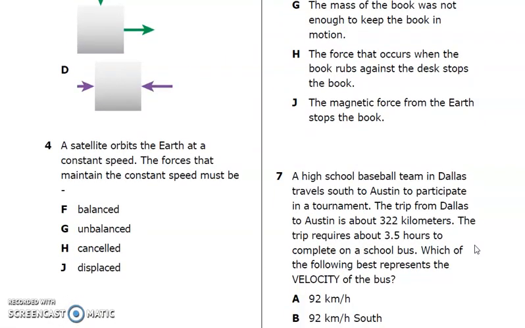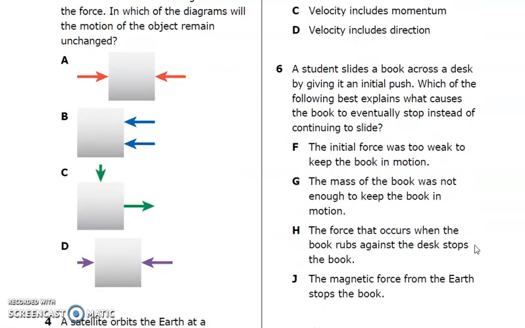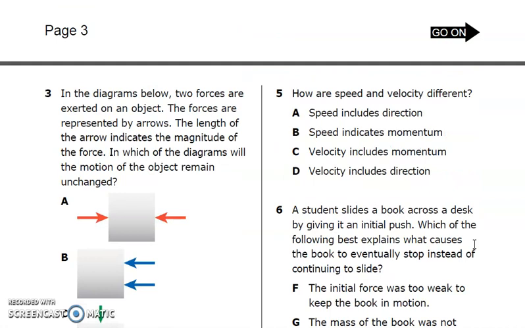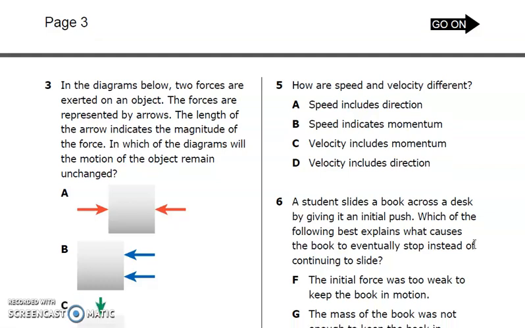Number 4. A satellite orbits the Earth at a constant speed. The forces that maintain the constant speed must be F, balanced, G, unbalanced, H, cancelled, J, displaced. Number 5. How are speed and velocity different? A. Speed includes direction. B. Speed indicates momentum. C. Velocity includes momentum. D. Velocity includes direction.